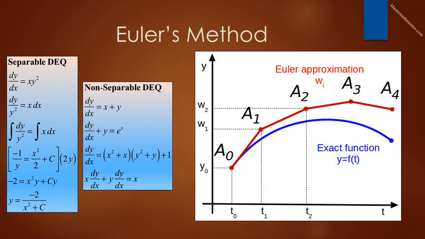A better description is shown with this graphic. We are given a differential equation whose unknown solution is the exact function y equals f of t, shown in blue. By using Euler's method, we approximate the solution with tangent lines. At first, the solution from A0 to A1 is very close. But as you can see, as we move from A1 to A2, A2 to A3, A3 to A4, the solution, which is called the Euler approximation, is getting worse. However, if our distances between our values T0, T1, T2 are small, the Euler approximation will be very, very good.